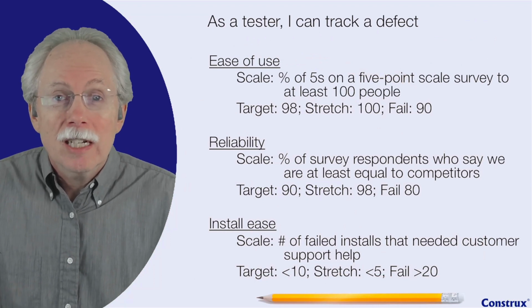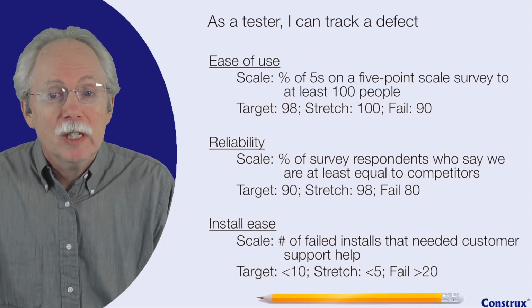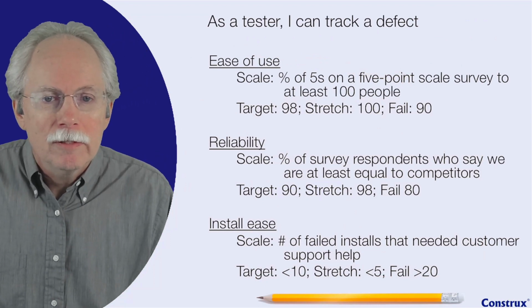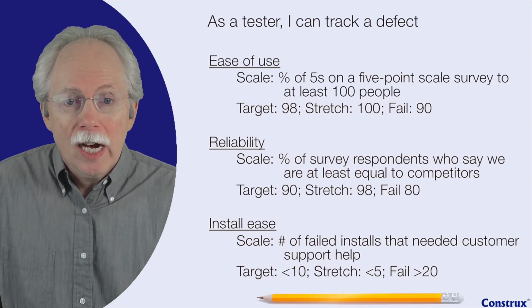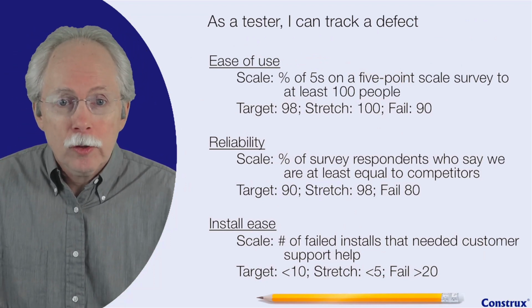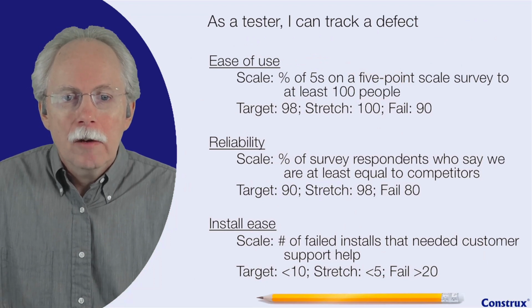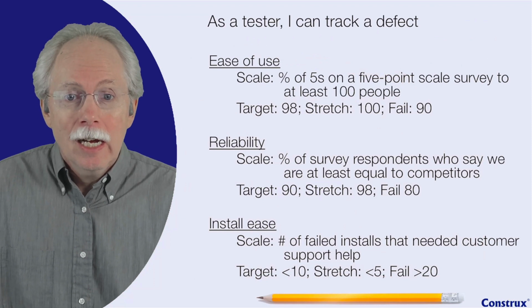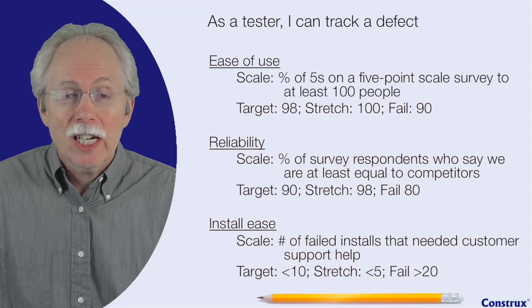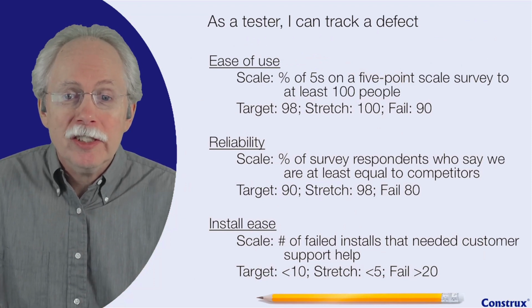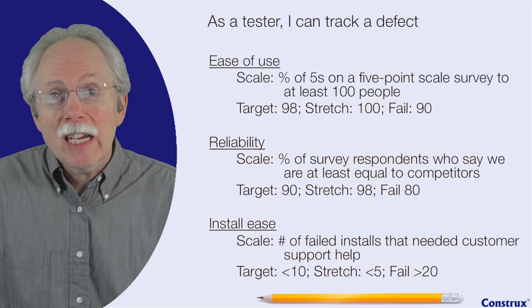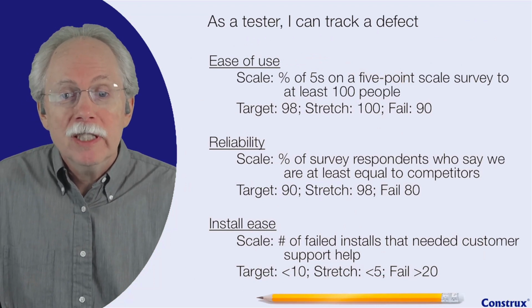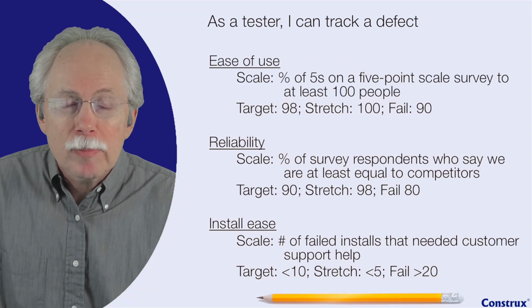We could have done number of clicks, we could have done something else, but here they went to a Likert scale. So a percentage of fives on a 5-point scale. Currently, we're seeing about 80, so we've got to get to at least 90, target 98, stretch 100. Now, interesting, the stretch here, because I'm happy to give them the stretch but I won't give them the target. I will never give a target of 100%.